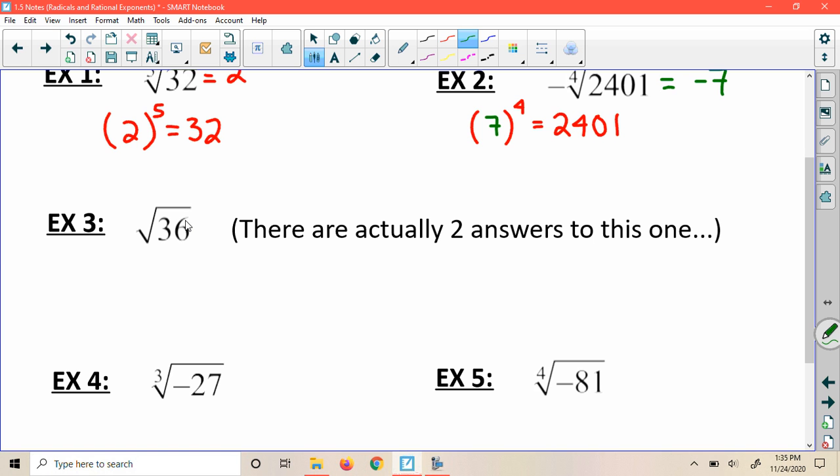Back to square roots for a second. The square root of 36. If you want to, you're always welcome to write a little 2 in there, just so you remember it's the square root. Most of you are saying, well, that's 6. There are actually 2 answers to this one. Is there another number that when you square it equals positive 36? And in class, most people were quick to say, well, it could also be negative 6.